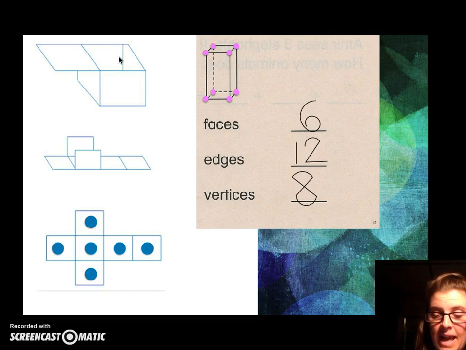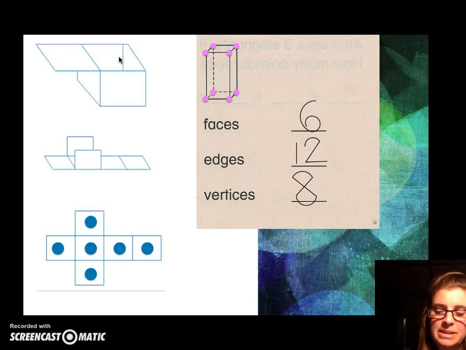Then he says, and the edges are the straight lines. Absolutely. And there are 12 because 4 plus 4 plus 4 equals 12. So we counted the 4 edges at the top, the 4 edges on the side, and then the 4 edges on the bottom. And he added them together, and they were 12. And then he says, and the vertices are the edges that corner to the line. And there are 8 vertices.